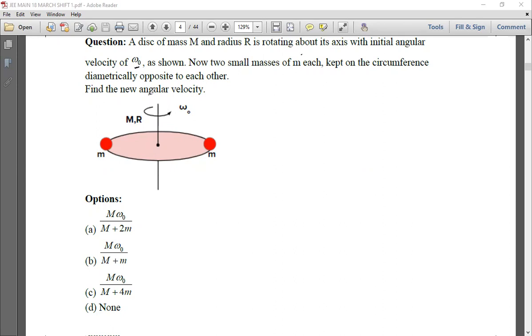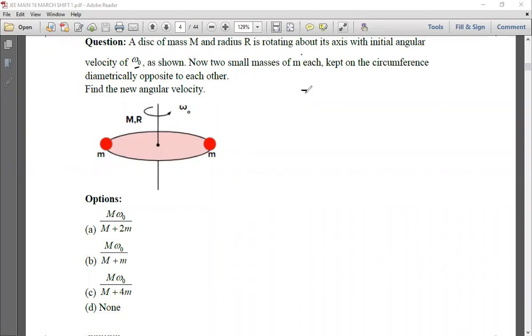So if we have fixed it on one axis and you have kept two masses on either side diametrically opposite, initially it is omega naught, and after keeping the masses, what will be the angular velocity? That is what he is asking. Okay. Now, see here. What can we use here? Can we use conservation of momentum? Yes. So see here.